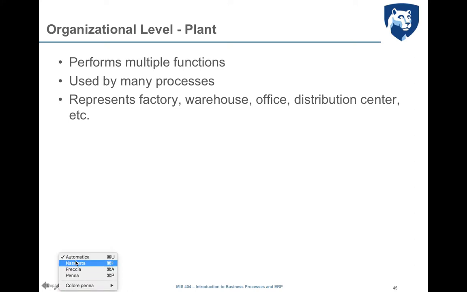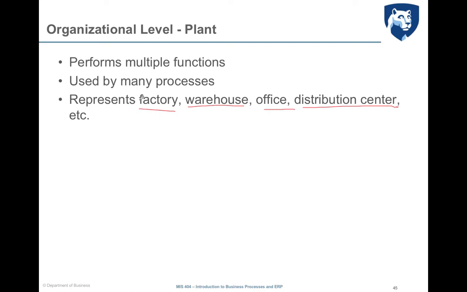There are different types of plants. A plant can be a factory, a warehouse, a distribution center, an office, or a headquarters, and so on. And it can be a part of a building, an entire building, or a collection of buildings. We should not get stuck with the definition of plant. It's essentially an organizational element which is crossed by multiple processes.